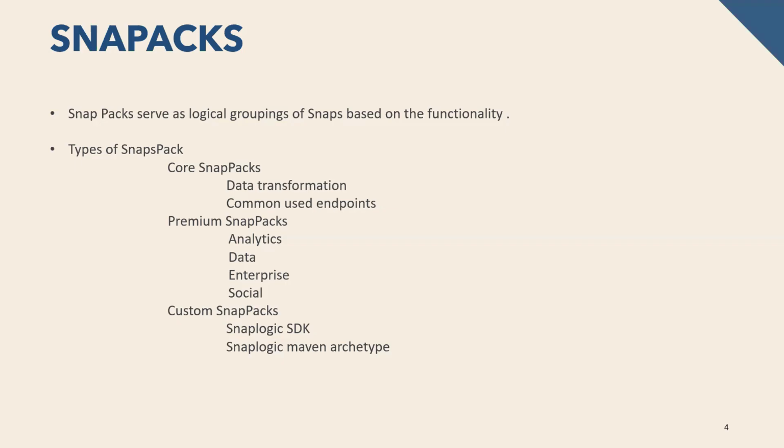Now, these snaps also will be categorized into different types. We have core snaps, which are the basic snaps, and you are going to get them with your basic subscription, like data transformation and commonly used endpoints. But when you go with the premium snap packs, like analytics, enterprise and social snap packs, if you require them, you have to go with a subscription. And also the custom snap packs. You can even design your custom snap packs based on the requirement.